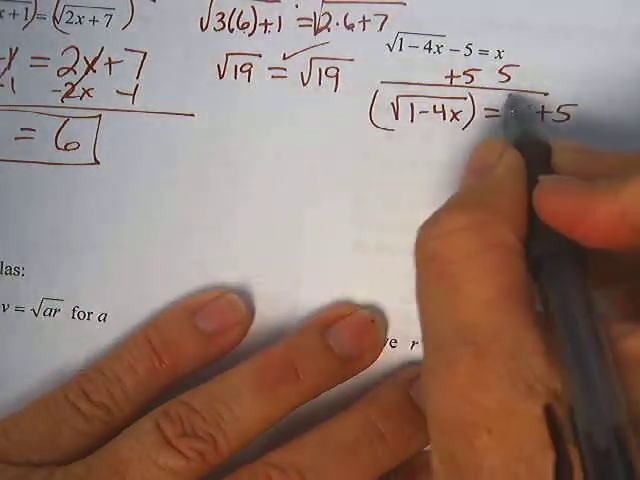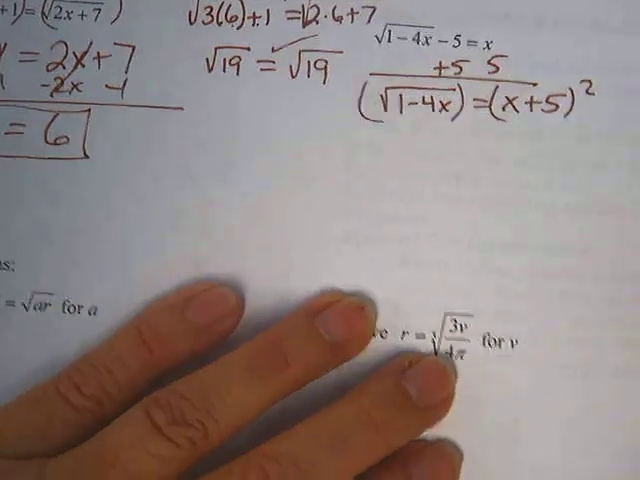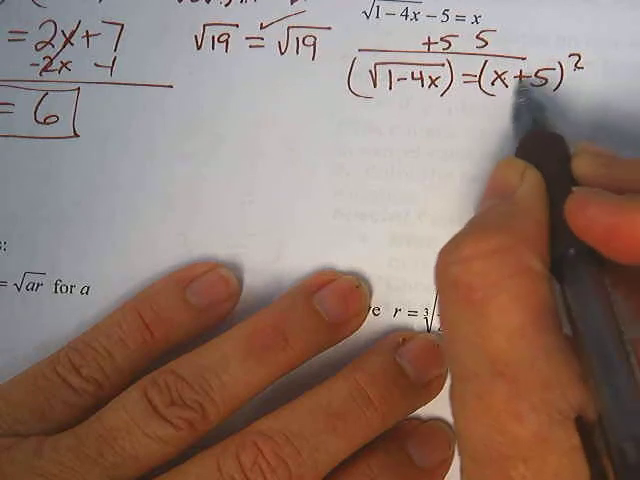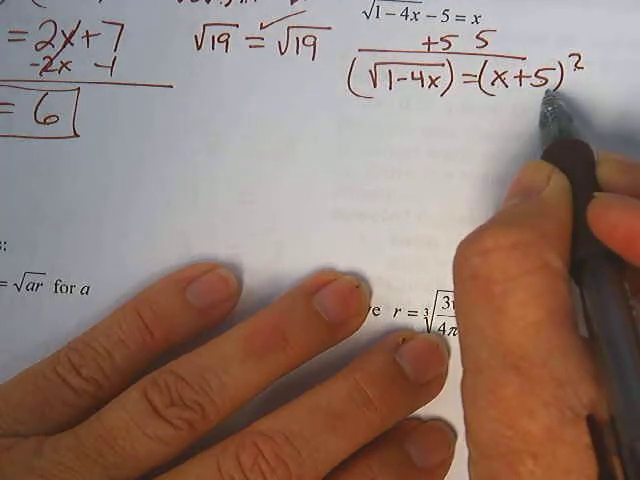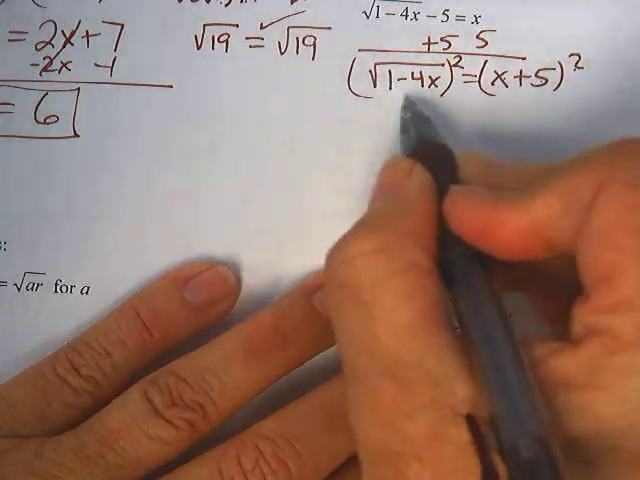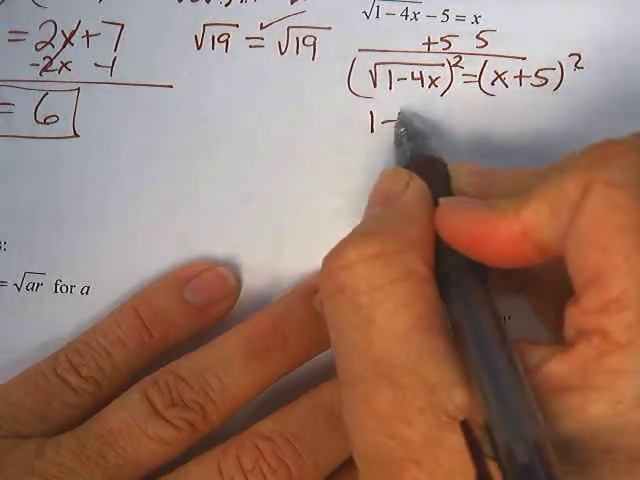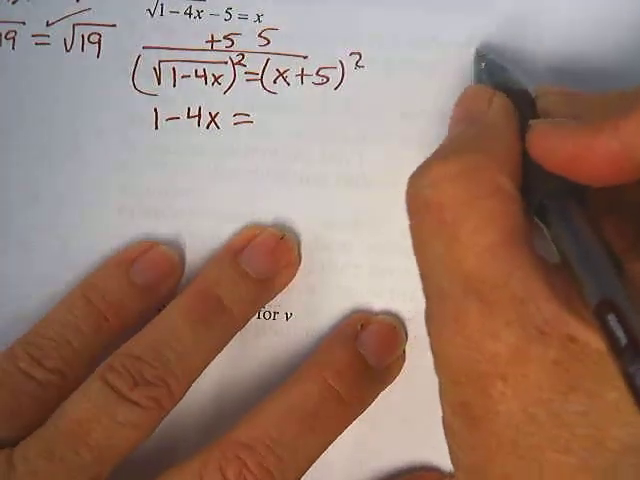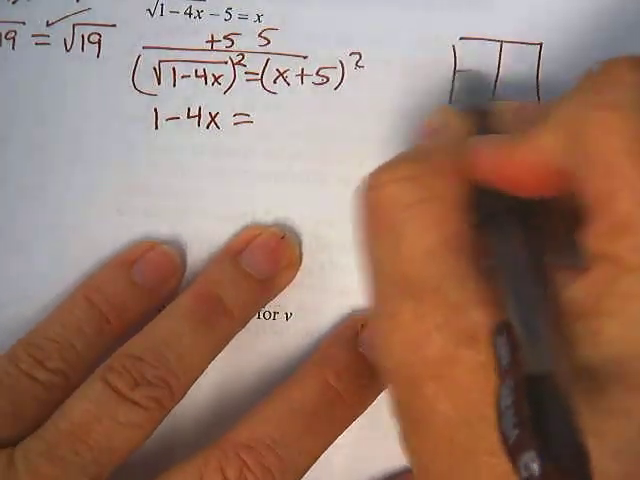Okay, we need to square both sides. And remember, I cannot distribute that exponent to things that are added or subtracted together. I actually am going to have to multiply this part out. But on the left side, they just cancel. So we have 1 minus 4x is equal to x plus 5 times x plus 5.